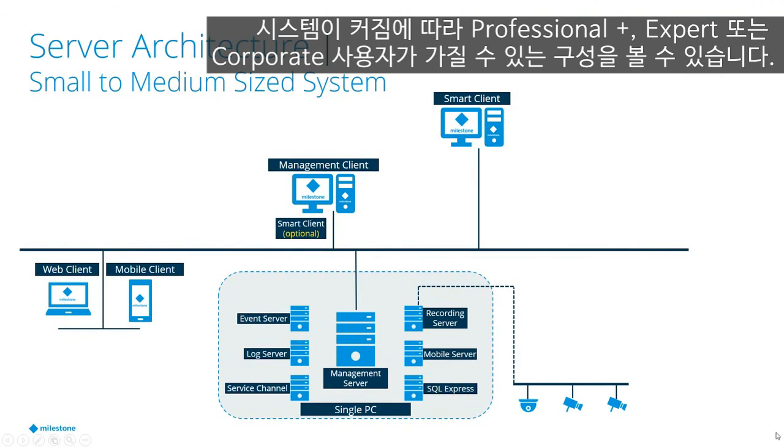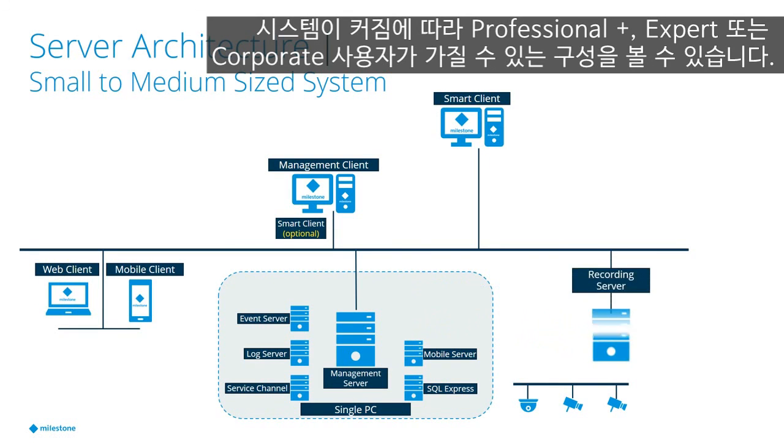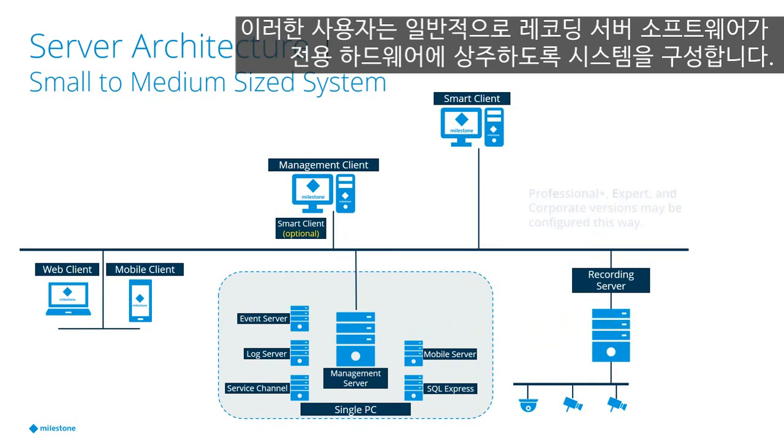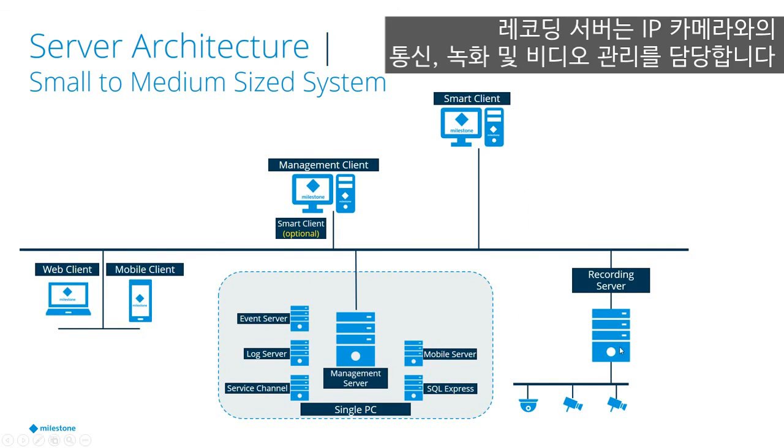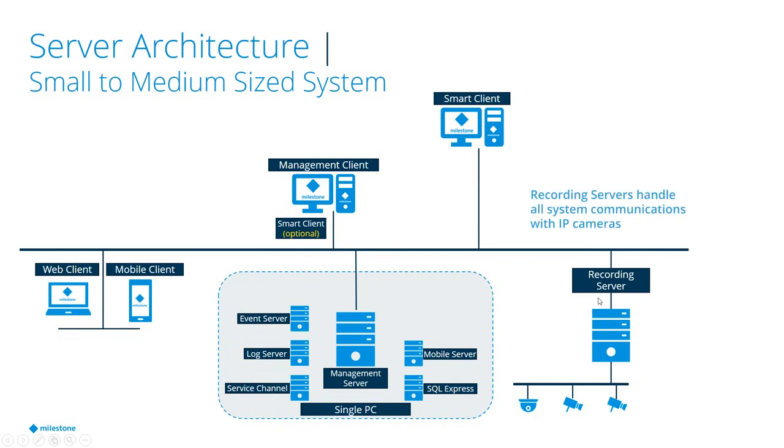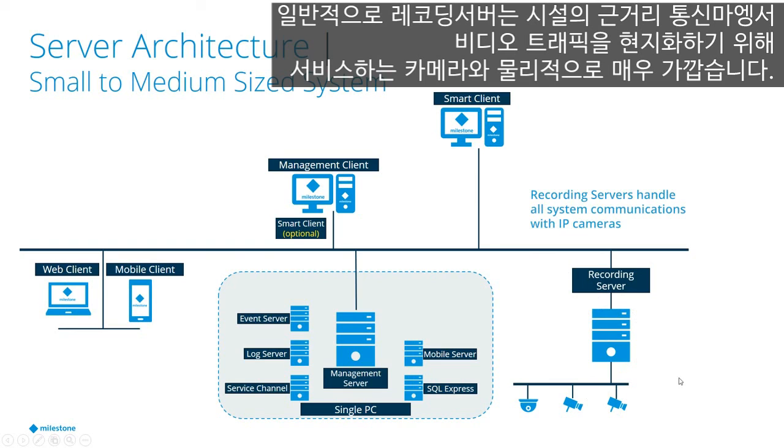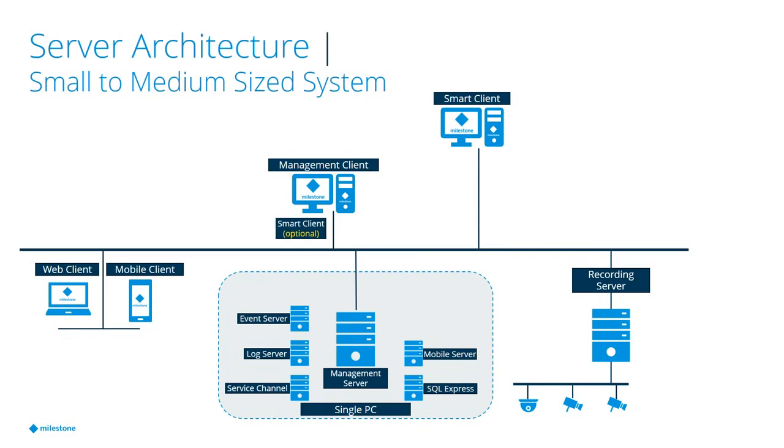As our example system grows, we begin to see configurations that our Professional Plus, Expert, or Corporate users might have. These users will typically configure their system such that the recording server software resides on dedicated hardware. Recording servers are responsible for communicating with IP cameras, recording, and managing video. Typically, recording servers are located in close physical proximity to the cameras they service in order to localize the video traffic on a facility's local area network.